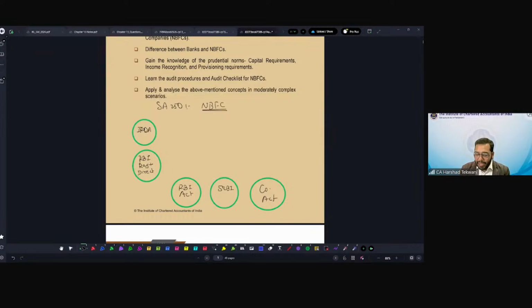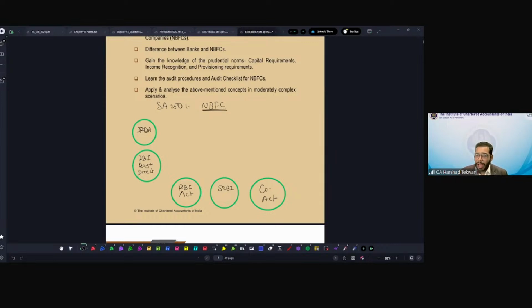Which is the main act which governs the NBFC? The main legal framework which governs the NBFC. Anyone? See, till the time you do not understand how these entities are working and what is applicable to them, you will not be able to audit. So it is very important to understand what is applicable to these entities and how.